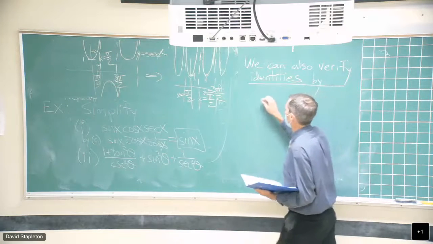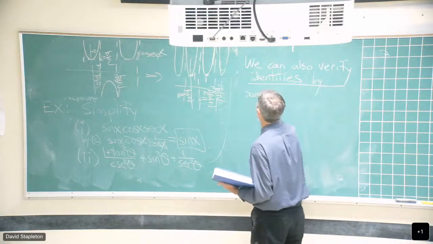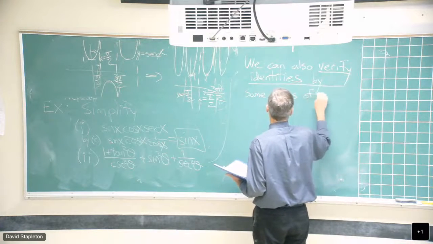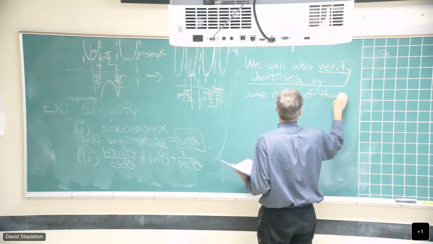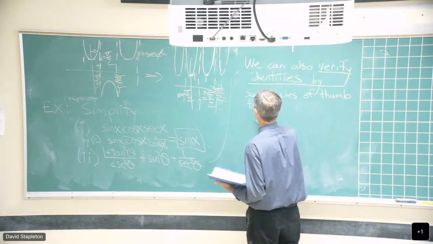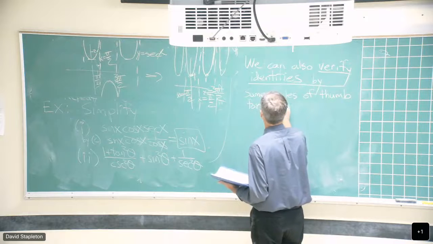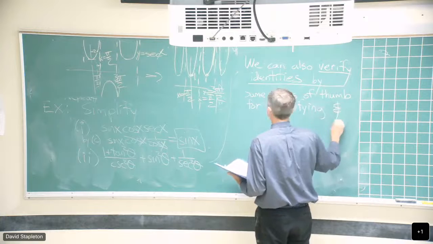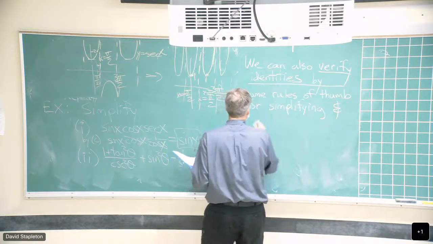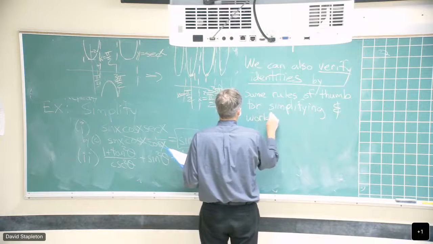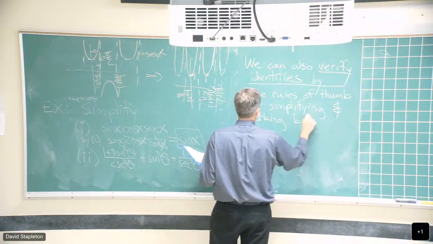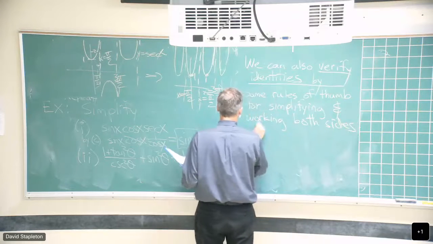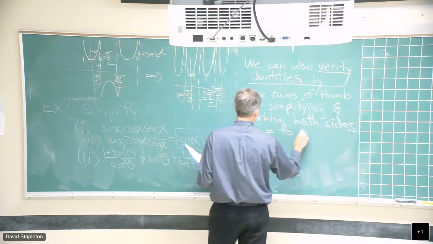How about that? And how are we going to do this? By using the same rules of thumb that we did for simplifying. Same rules of thumb for simplifying. And what's more, since we have an equation, we can work from both sides. We can work both sides of the equation to a common middle ground.